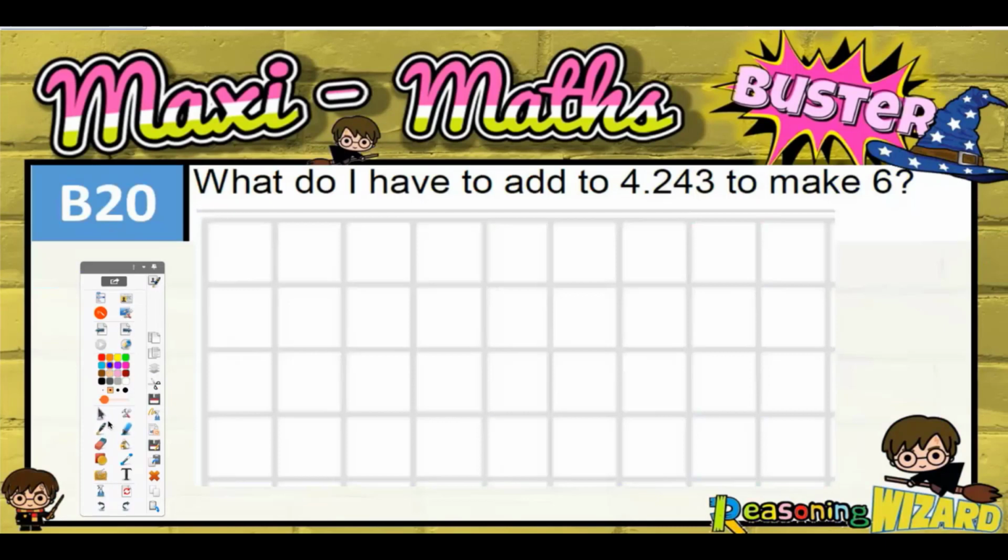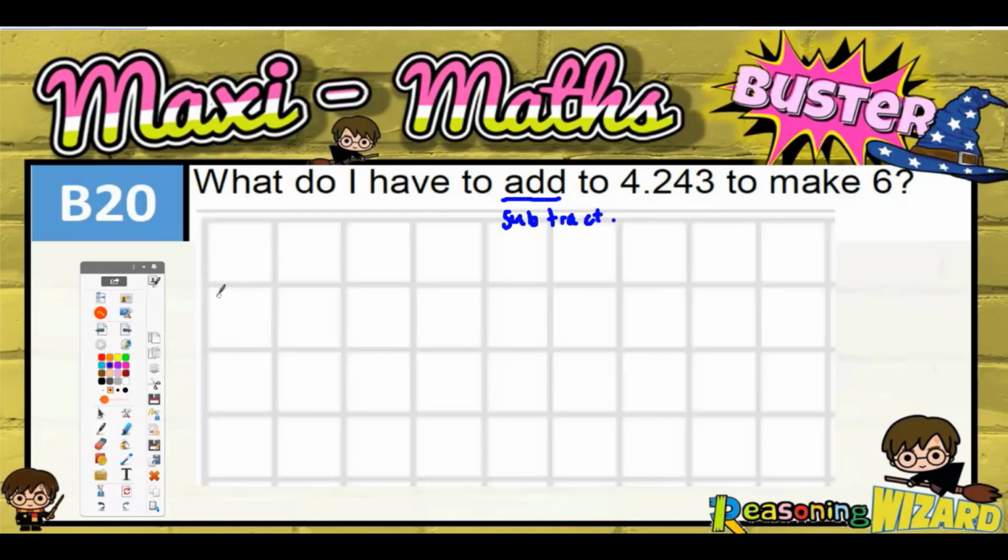Question 20. What do I have to add to 4.243 to make 6? Now, what we need to realise here is that we actually need to work in reverse. So although it says add, we're going to need to do a subtract. Now, it's for the following reason.